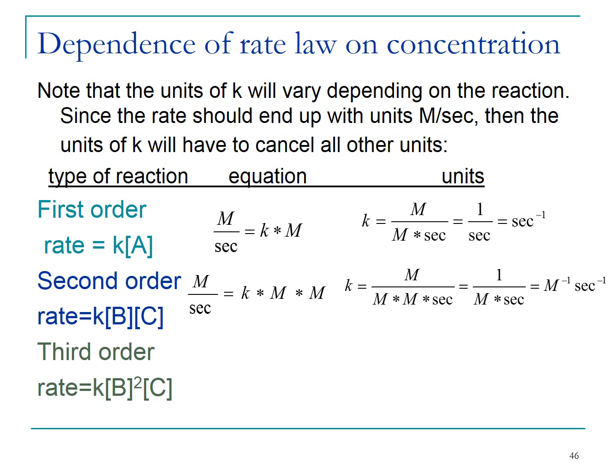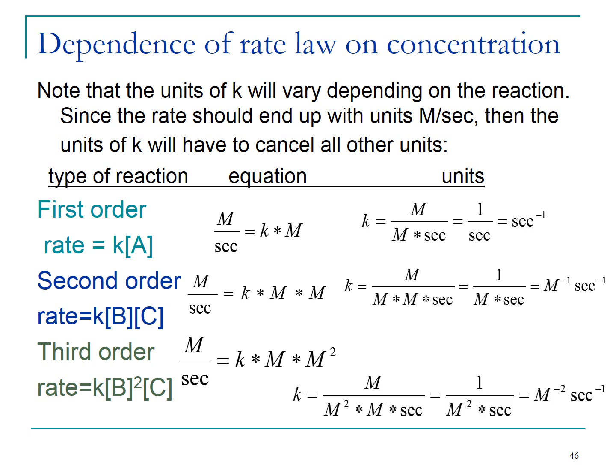If it's third order, and actually the last two examples were second order because our K's ended up being inverse molarity, inverse seconds. For third order, notice that again, because we want molarity per second to be the rate, K has to have units that cancel out two of the molarities. So K has to be inverse molarity squared, inverse seconds. So if you're having trouble, just see what kind of order you have, and the units for your K will be on this slide.